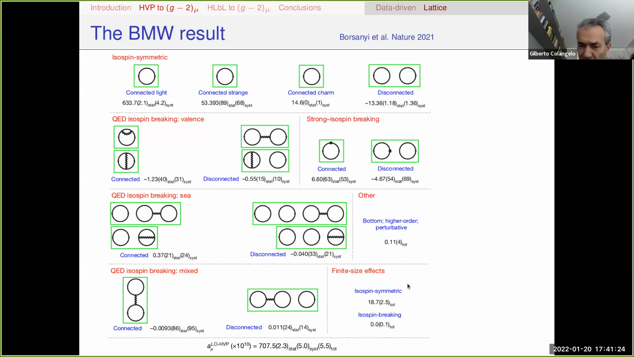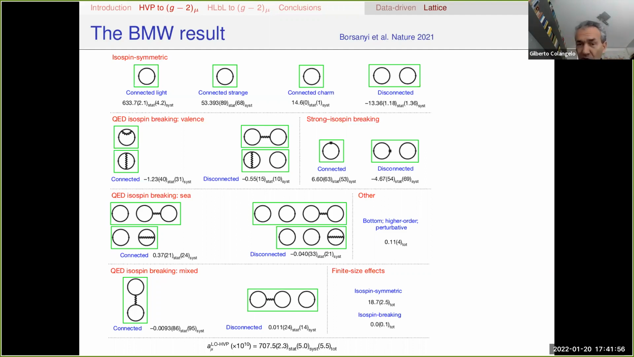On this plot, you also see the estimate of finite size effects. Finite volume effects are important here, and you see that they contribute almost 20 units to the total, with the final uncertainty, which is a factor 4 smaller. And so it was important to calculate these finite size effects precisely, and that certainly was one of the successes of this calculation. The final result is shown here.